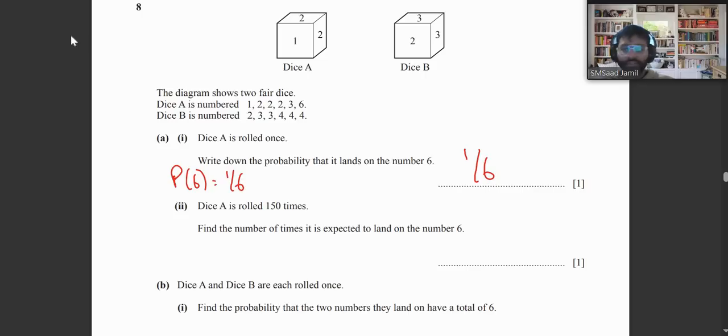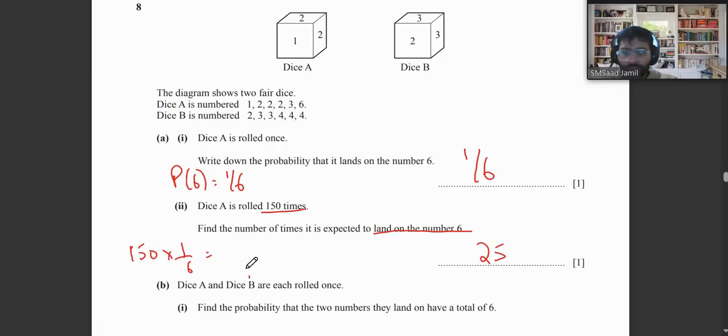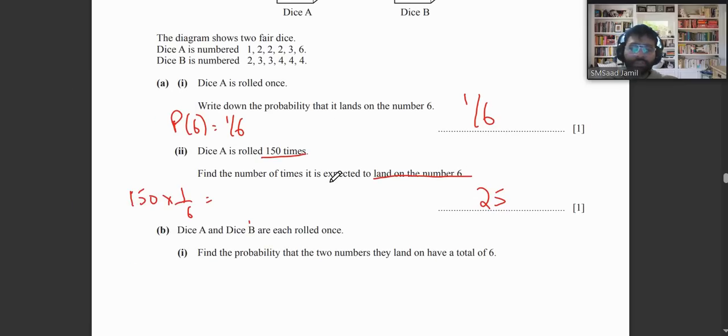Next question says that dice A is rolled 150 times. Find the number of times it is expected to land on number 6. So look, 150 times multiplied by the probability of getting a 6. The probability of getting a 6 is 1 upon 6, so the answer is 25. 150 divided by 6 is 25. Next question says that dice A and dice B are each rolled once. Find the probability that the two numbers they land on have a total of 6.